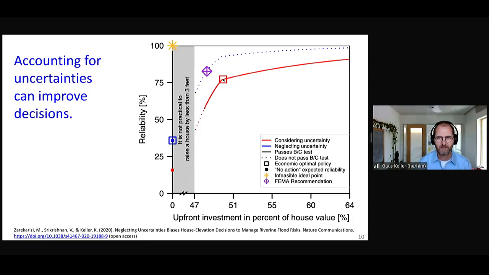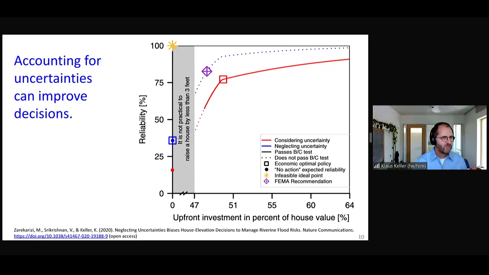However, this is the approximation FEMA tells you, or the decision rule. This neglects uncertainties. If you account for uncertainties, your benefit-cost ratio actually deteriorates and you have issues, and you actually change the conclusion. So from this decision here, the dotted line, which neglects uncertainty, to the solid line, you actually have a change and the optimal decision also changes.